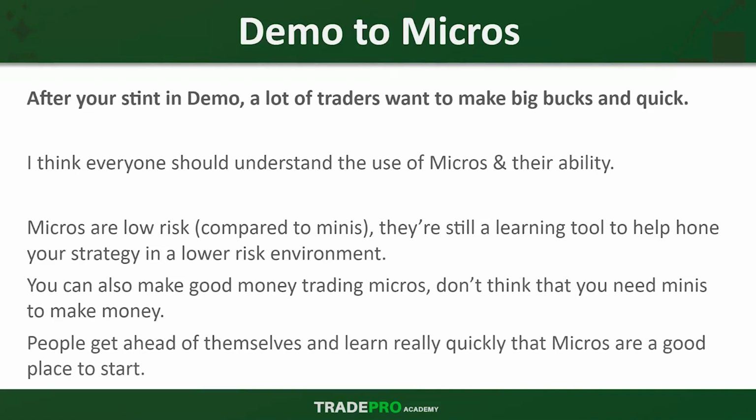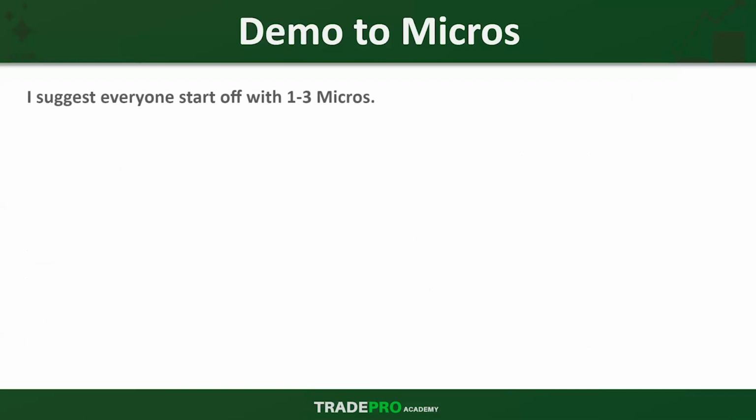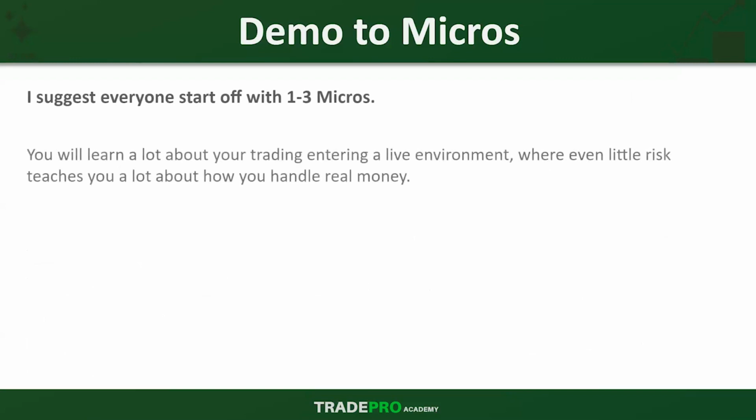When I started trading, I was trading with minis and learning with minis, and I tell you, it does damage psychology when you're learning in that big of an asset environment, a live environment, when the asset's that much leverage and that risky. When you trade micros, it more helps you hone your skills than anything, and doesn't do damage to the account and your psychology. Like I said, I suggest that everyone start off with 1 to 3 micros realistically. You'll learn a lot about yourself. You'll learn a lot about your trading, entering into a live environment, where even just a tiny bit of risk can help you handle real money, can help you scale, can help you just learn how these markets actually move.